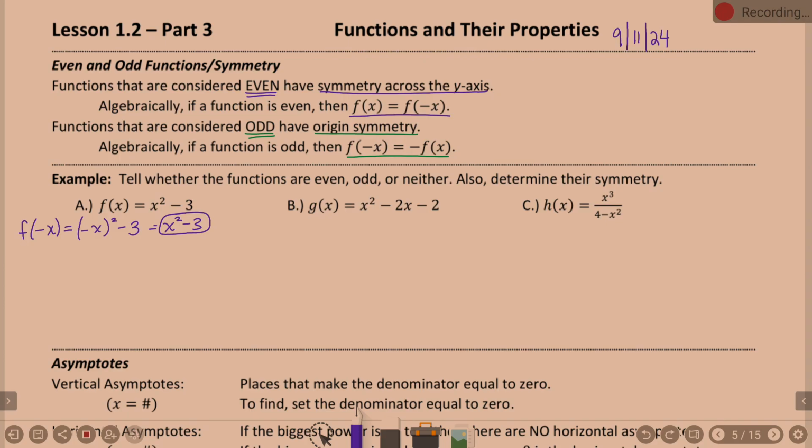So we found that it is true, based on what we just figured right here, these 2 are equal. So we did find that f of x is equal to f of negative x. And so, as stated, this is an even function. Now, by definition, because we know it's an even function, we also know it is symmetrical across the y-axis.